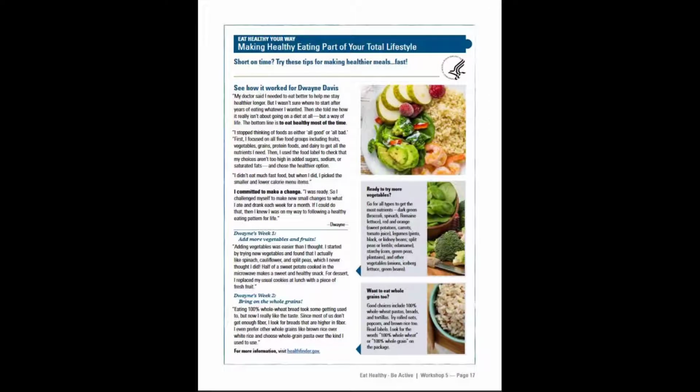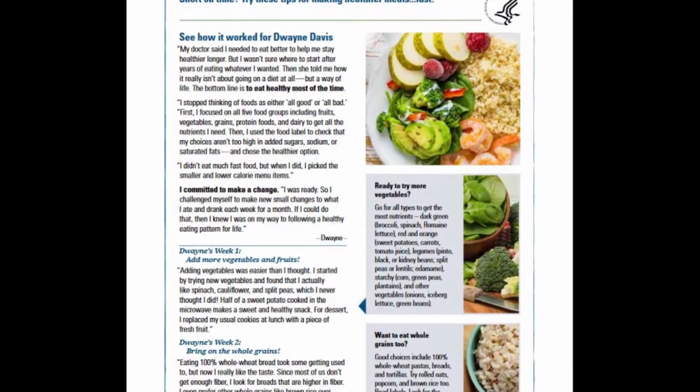Page 17 shows us how to make healthy eating part of our lifestyle. Make it into a habit. Dwayne was overwhelmed with how to make healthy changes in his diet. He didn't know where to start. Then he talked to his dietitian and realized that healthy eating is simpler than he once thought. Instead of treating foods as good or bad, he started to think that some foods are healthier than others, and the overall goal is to try to eat healthier foods more often and less healthy foods less often.